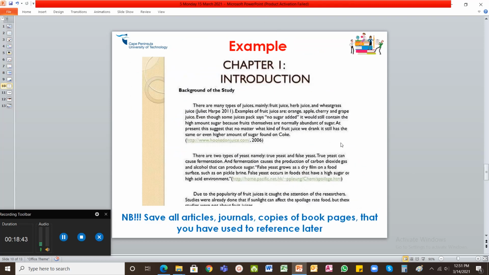Here's an example. So this topic was on fruit juices, for example. So the background to the study has no title. The background is a very general overview. So think of a funnel, right? It starts out broad at the top and it starts getting narrow, narrow, narrow as you're coming down, but it gets more specific.